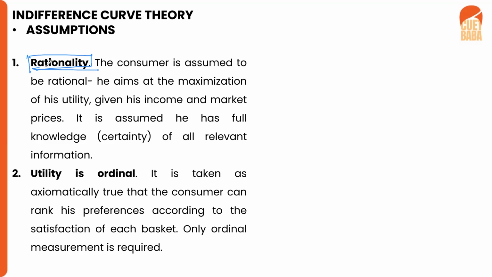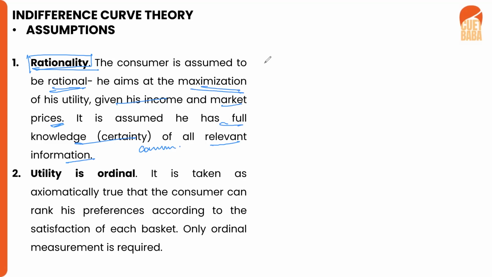given. Okay, so first assumption is rationality. The consumer is assumed to be rational. So as mentioned in the earlier class, you can just refer to that video as well, that what does a person being rational mean? That means given his income and market prices, he is assumed to have full knowledge regarding the commodity that is being purchased. He has all the relevant information and he attains maximum satisfaction always.